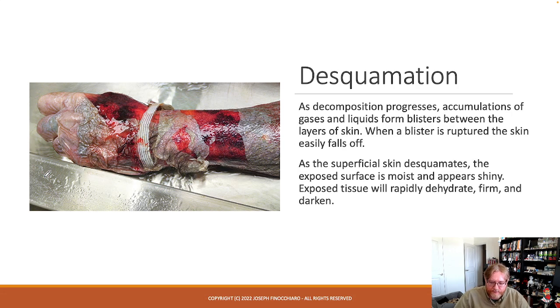As decomposition progresses, accumulations of gases and liquids form blisters between the layers of skin, and when the blister is ruptured, the skin easily falls off. As the superficial skin desquamates, the exposed skin is moist and appears shiny. Exposed tissue will rapidly dehydrate, firm, and darken. Whenever you have torn tissue like this, dead tissue, it has to go. You have to get it off. All it is going to do is decompose and rot on you, so you might as well get it off now before it starts causing problems later.